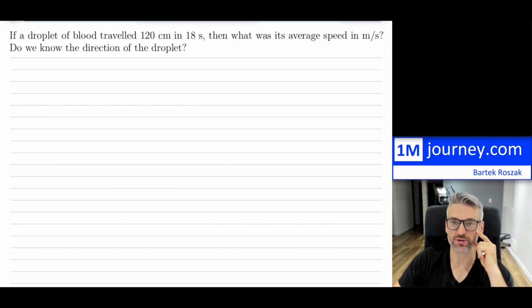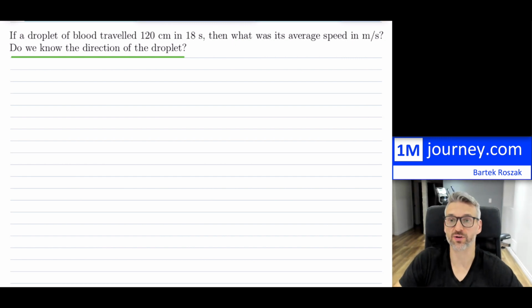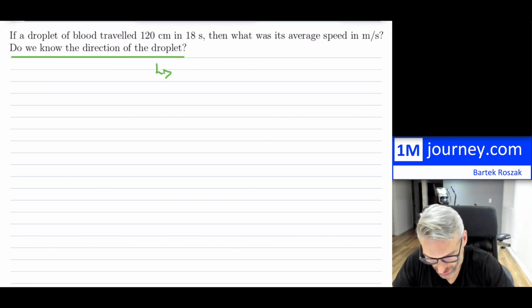Do we know the direction of the droplet? No, they do not give us any directions whatsoever. These are all just scalar values. It looks like we just have distance and then we have the total time, so we won't be able to find any vectors in here. So the answer to that first question, do we know the direction, is no.